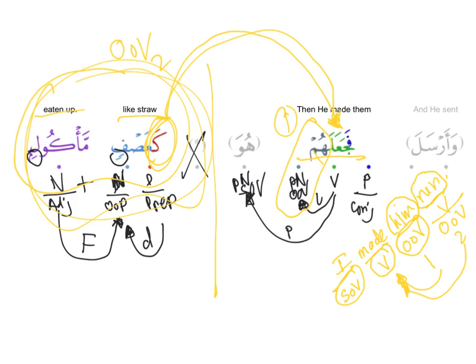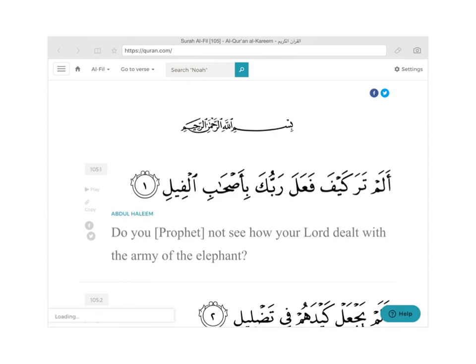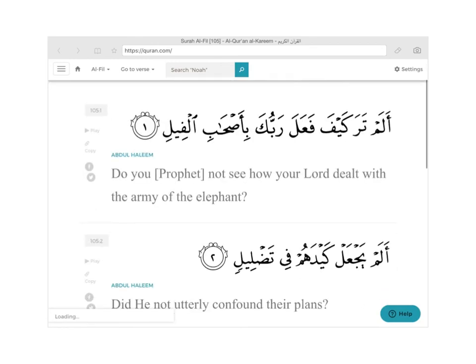Okay, so there we have it, all the 5 verses of Surah Al-Fil. So finally we will just give a simple translation to this surah based on how we grammatically parsed it just now. So let's conclude with the translation from Prof. Abdul Halim. Alam tara kayfa fa'ala rabbuka bi ashabil fil. Do you, the Prophet, not see how your Lord dealt with the army of the elephant?